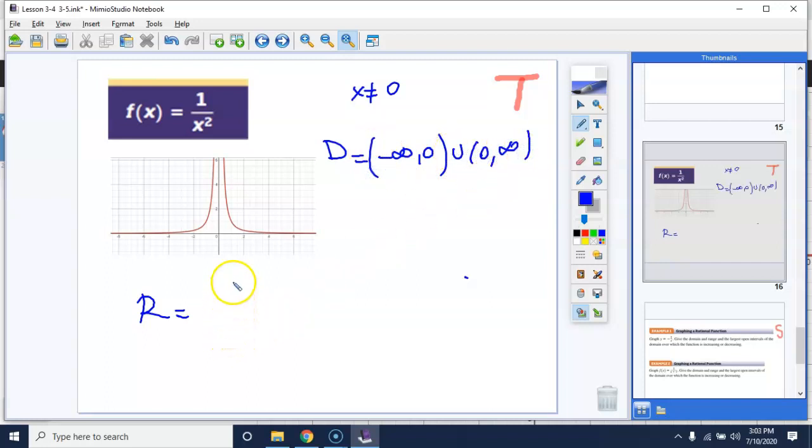But for the range, I want you to see that it will never go down. So there's no way to make it a negative number. It's always going to be positive numbers. But there's no way to make it 0 either. I'm gonna go 0 to infinity, but you cannot make it 0, so I don't use a bracket, I go with parentheses.